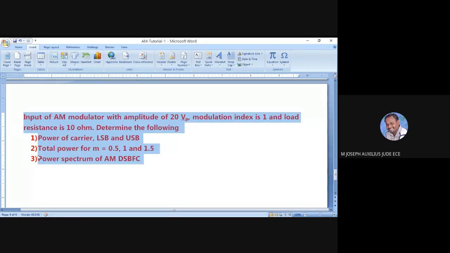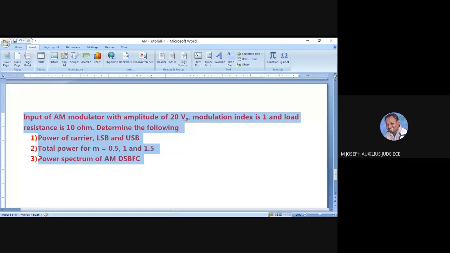So what is the frequency of the lower side band? 490 kilohertz. What is the frequency of the upper side band? 510 kilohertz. What is the center frequency? It's okay. For the first problem, you are just going to calculate the power also. So this one is your homework.